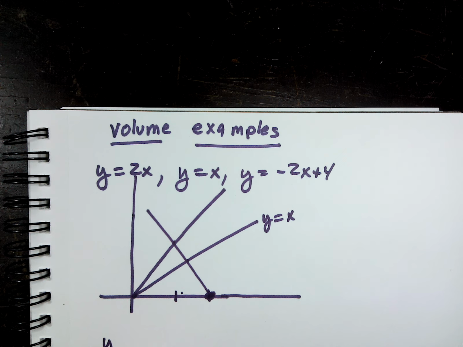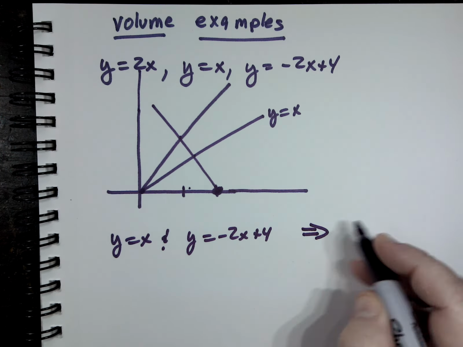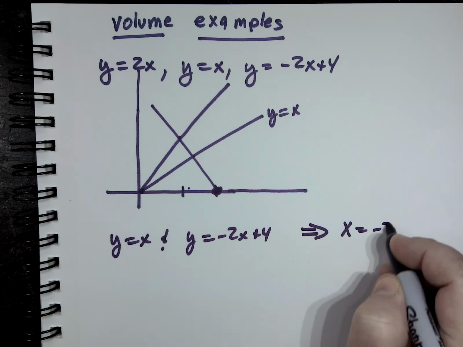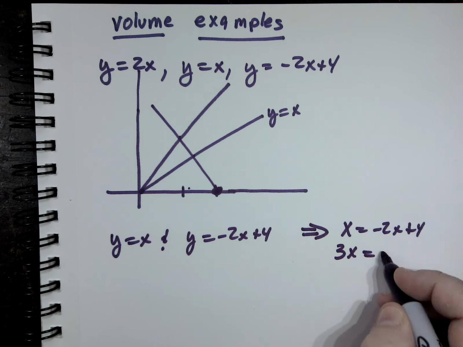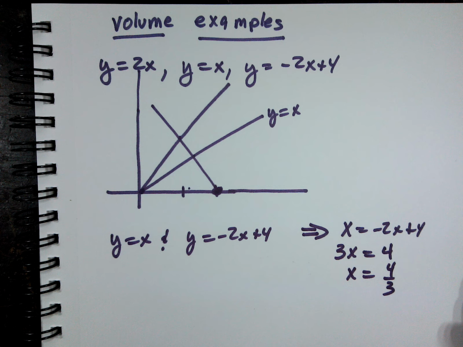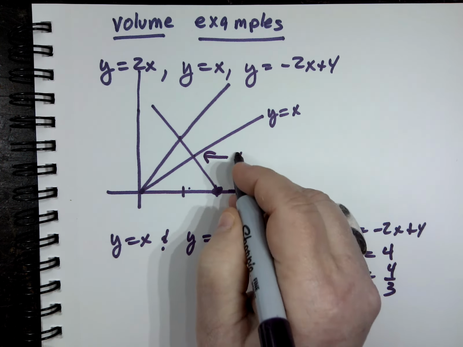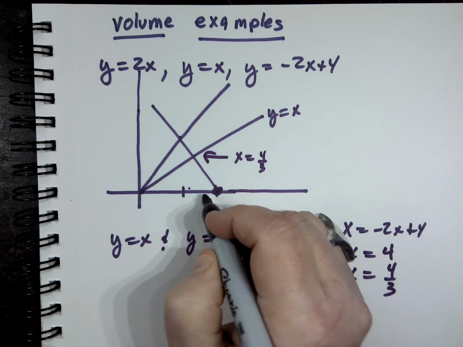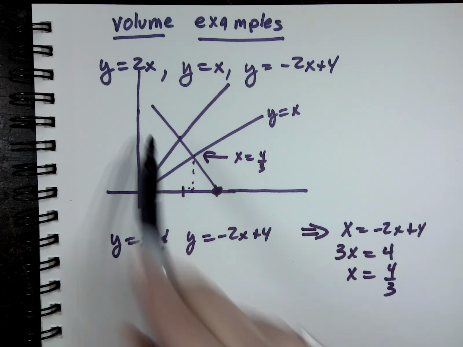Okay, so y equals x and y equals negative 2x plus 4. Set them equal to each other. I have x equals negative 2x plus 4. 3x equals 4. So x equals 4/3. So this point is at x equal 4/3. Maybe.